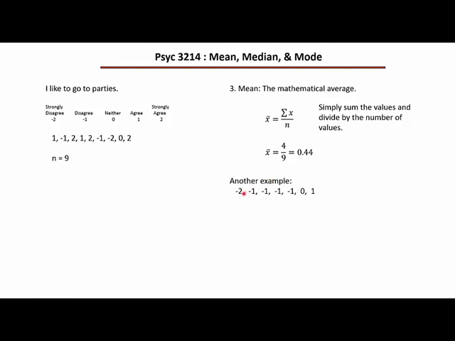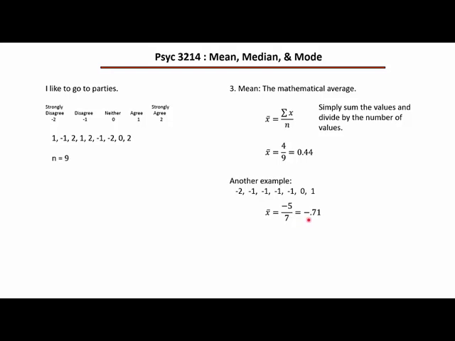So let's take a look at another example. So negative 2, negative 1, and so forth. Again, we'll sum these values up. So put these into your calculator and do the addition. You'll get negative 5, divide that by 7, and the mean there is negative 0.71.